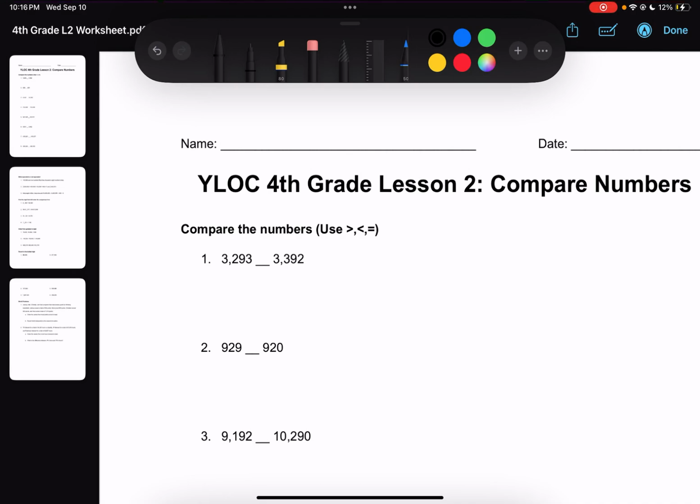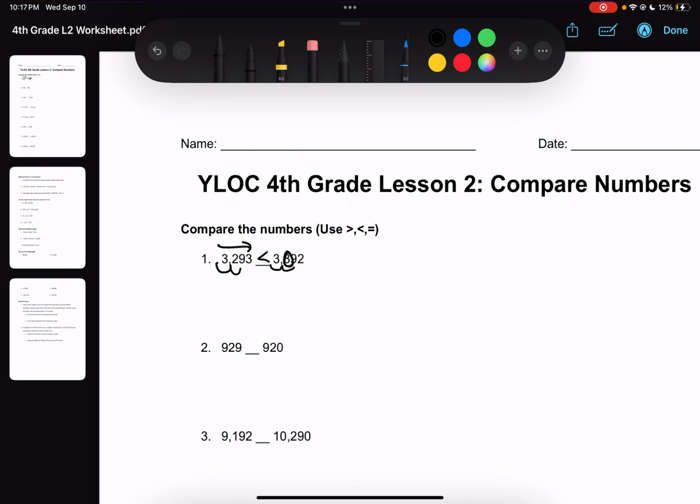So let's get started. The first section says to compare numbers using the less than, greater than, or equal to signs. So if you look at number 1, you'll see that there is 3,293 with 3,392. How to do this is you would go from the greatest value, which is the thousandth place right now, to the least this way, and just compare the two numbers. So those are the same, but if you look at the hundredths place now, you can see that this one here is larger.